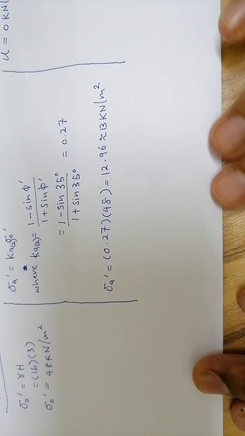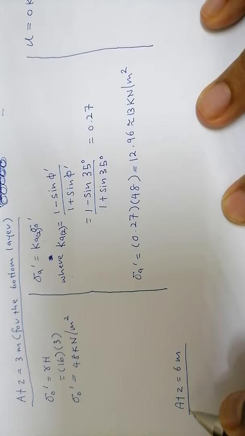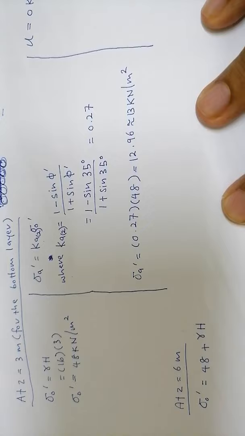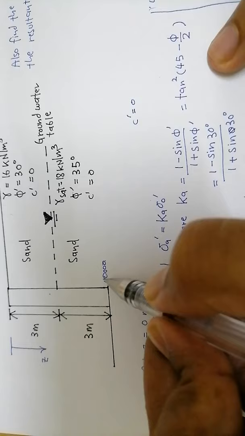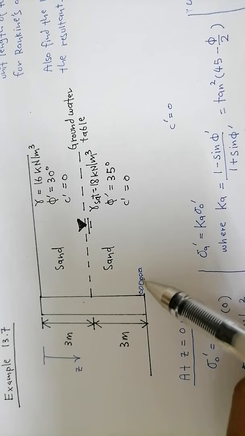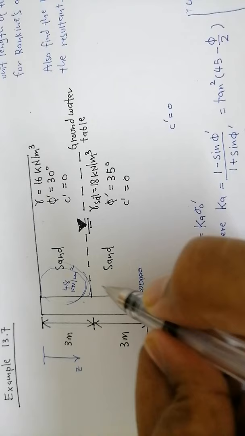And last but not least, at z equals 6 meter. Alright. So the vertical effective stress equals what? 48 plus gamma h. Do you guys understand this? 48, because now we are interested in this layer here, which is at a depth of 6 meters from the ground surface. So basically this layer is supporting the load here. So the load here is 48 kilonewton per meter square plus this layer here, the one that we are going to calculate now.